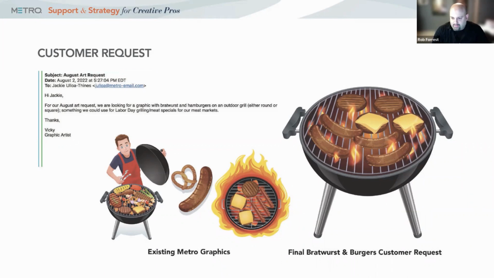I went into the man in the grill and took just the grill and the cheeseburgers. I selected the bratwurst from the pretzel and bratwurst graphic. I selected the plain burger from the hot dogs and burgers graphic, and I put them all together into the final graphic, duplicating the bratwurst and cheeseburgers and placing them around on the grill. I added some flames coming up here and there in between the meats just to give them some dimension, and it worked out great for the customer.